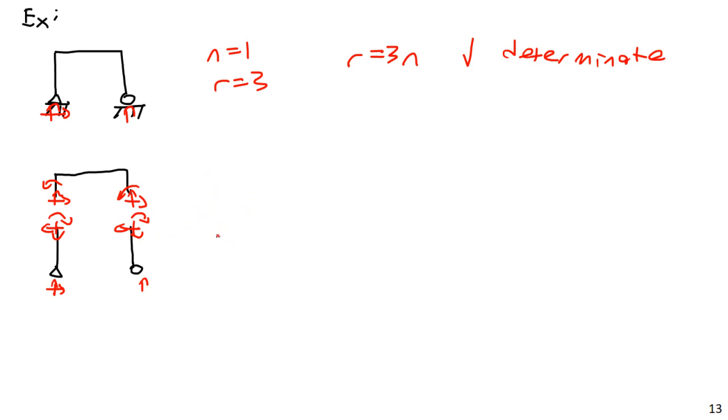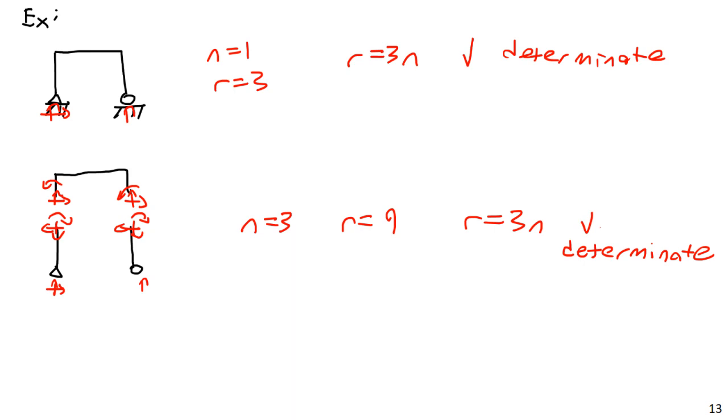Then, what about in this case? Well, n is equal to 3. I divided this into 3 pieces, and r now is equal to 9. So r is still equal to 3n, and still determinate. We divided the thing up, and that gave us more internal forces that we had to worry about, but it also gave us more members that we could solve for equilibrium about. So we did not change the determinacy based upon that.